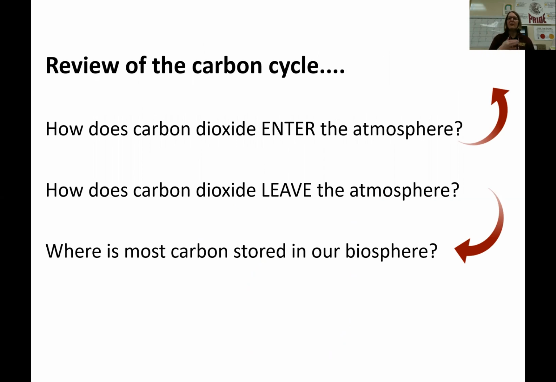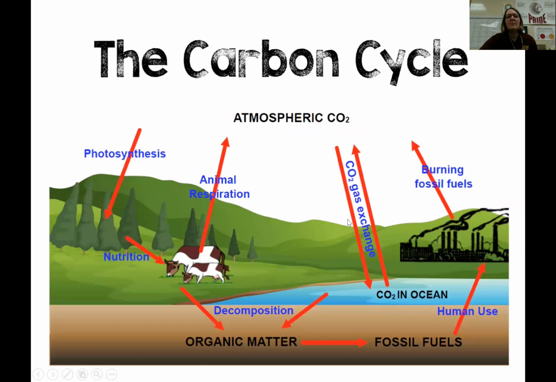All right, so let's go back. We're going to talk about the carbon cycle, and how carbon dioxide gets into the atmosphere. Remember, it is a greenhouse gas, one of those gases that traps heat. How does it get out of the atmosphere? How does it get from the atmosphere into living things? And where is it mostly being stored right now on our Earth? Where can we find very large amounts of carbon? So we're going to talk through that. The best way to do this is to talk you through a picture.